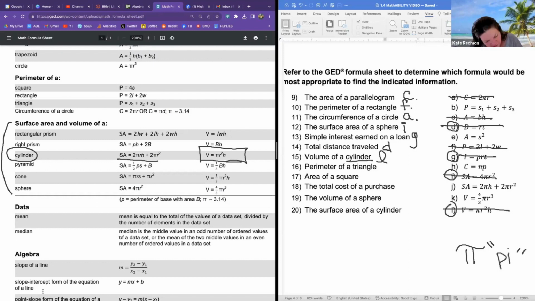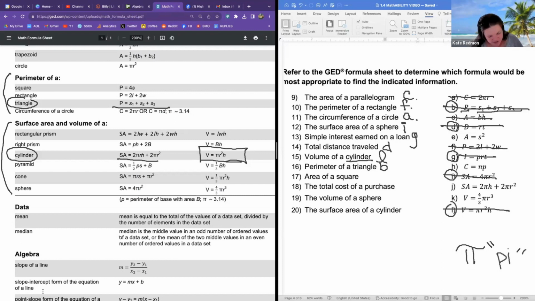Perimeter of a triangle. So now we're back in the perimeter section. There's the triangle. P is equal to S1 plus S2 plus S3. Don't freak out thinking that that's something I haven't taught you, those little subscripts on the bottom. This just means first side, second side, third side. So basically it says to find the perimeter, add up the three sides. 16 is B.